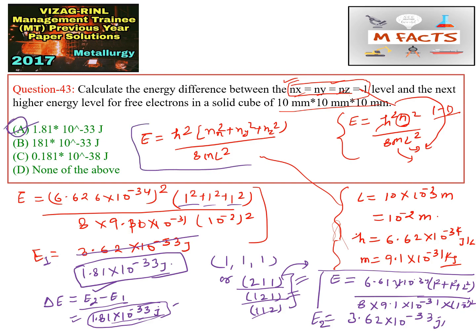This is how we calculated. We know this formula for relating the quantum state and the energy of that state in 3 dimensions. Here m is the mass of the electron, L is the dimension, h is Planck's constant, and nx, ny, nz are the 3 quantum numbers corresponding to the 3 coordinate axes. We first calculated the E1 value for the first level 111, and the E2 value for 211, 121 or 112. For any of these we can calculate, and then we subtract the E1 value from the E2 value, and we get the difference between those two levels.